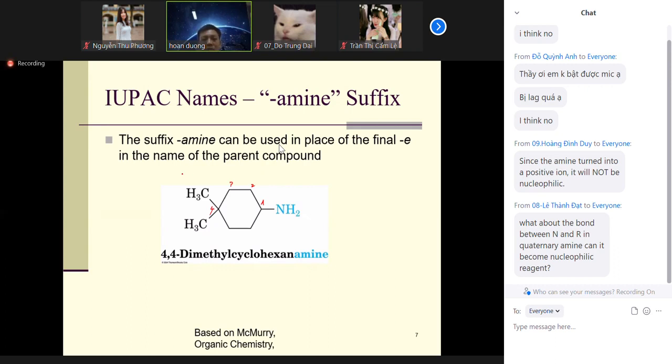Okay, now here in place of the final e in the name of the parent compound, right? The parent compound here is cyclohexane, right? They would put e here, but no, they remove it and then they put amine in, right?